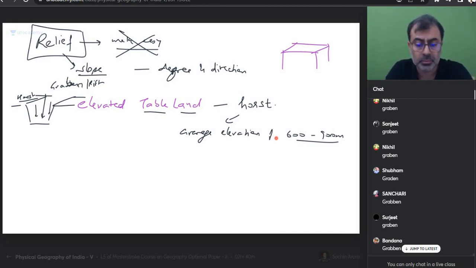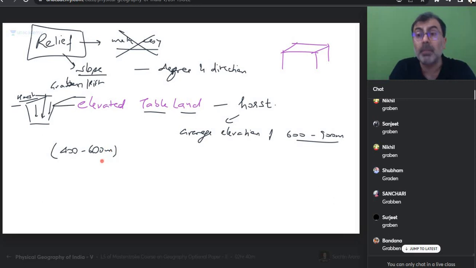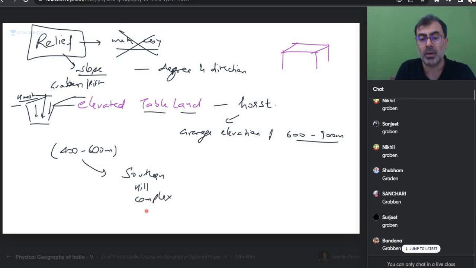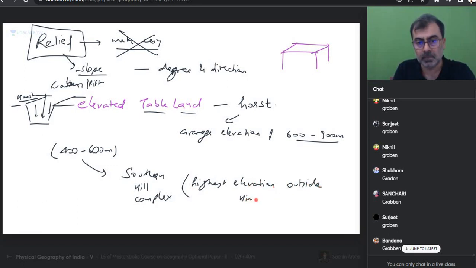However, it is not the same height everywhere. The old crystalline Chota Nagpur plateau is much lower in average height, in bracket you can write down 400 to 600 meters is its height, compared to the more recently formed southern hill complex, in bracket highest elevation outside Himalayas.